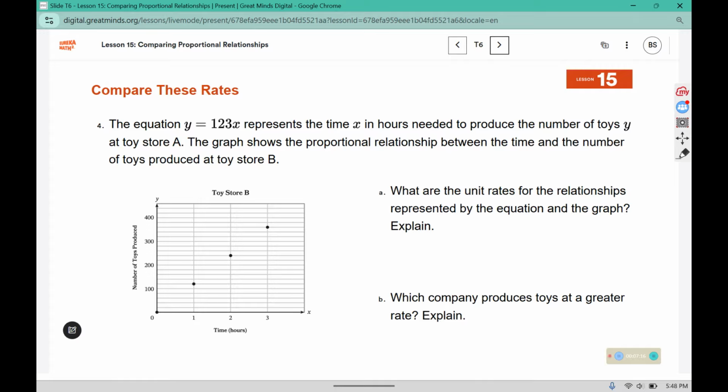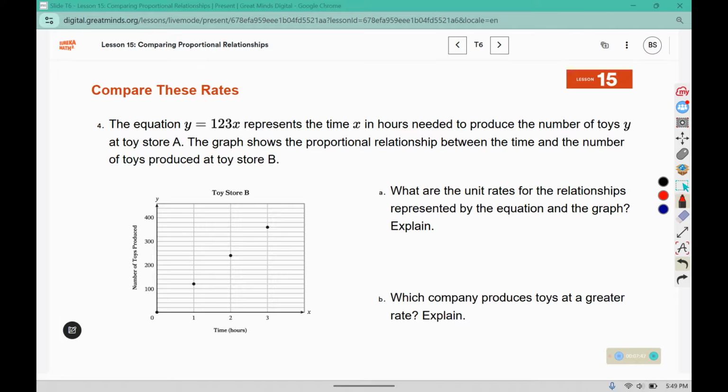The equation y equals 123x represents the time x in hours needed to produce the number of toys y at toy store A. The graph shows the proportional relationship between the time and the number of toys produced at store B. What are the unit rates for the relationships represented by the equation and the graph? Explain.